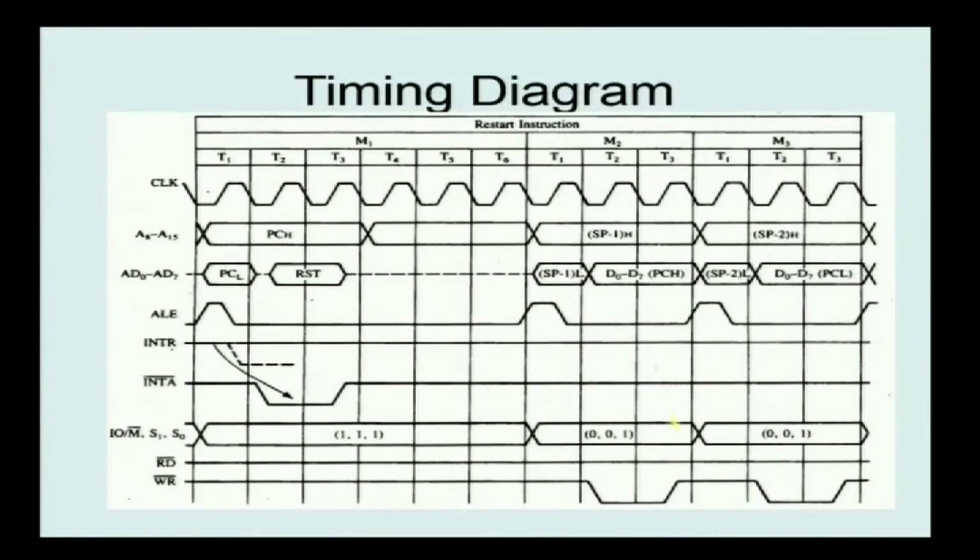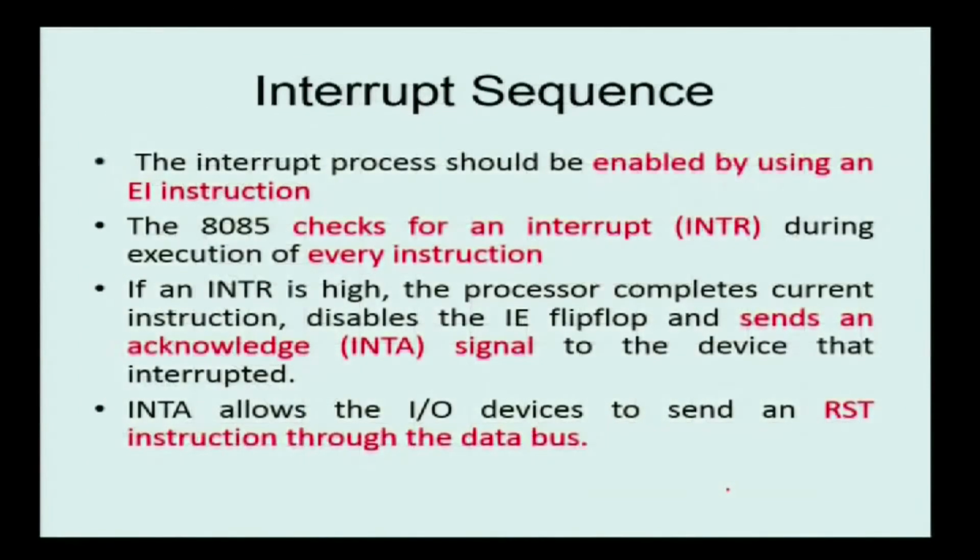Here we are performing the memory read operations, because we read the data from the stack pointer. In the M2 and M3 machine cycles we are writing the data, so the memory write bar is active on the M2 and M3 machine cycles. So, this is the interrupt sequence.